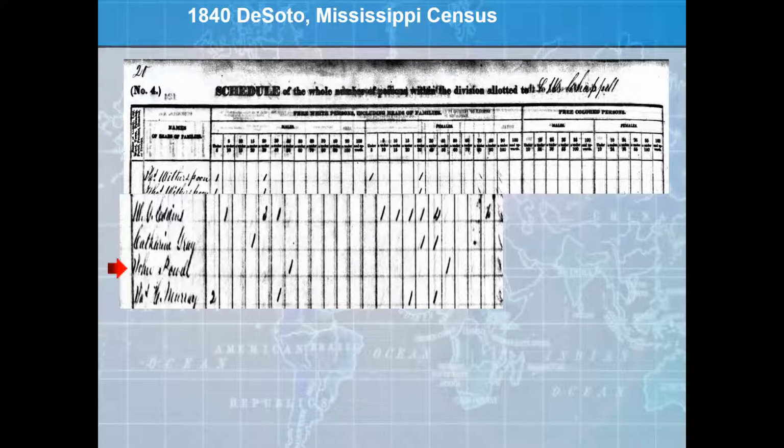There is a section for free colored persons. There's a group of columns for free colored persons, male and females, and they're in 10-year increments.